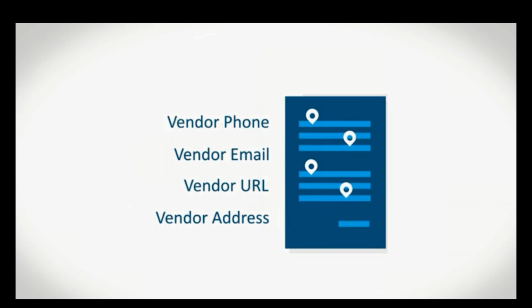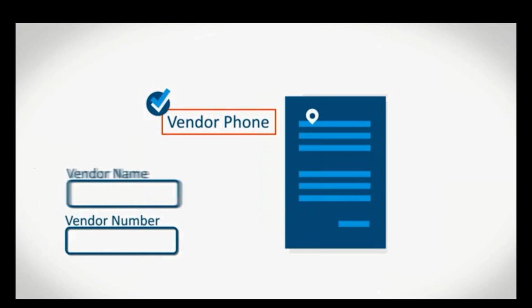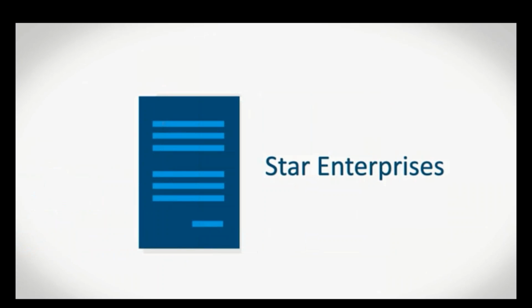Okay, so using this information, ICAP will check to see if a unique vendor has been identified. So for this vendor phone, are we able to assign a unique vendor based on that unique vendor identifier? And so if it has, Star Enterprises, it'll go ahead and send it over to the data capture phase.